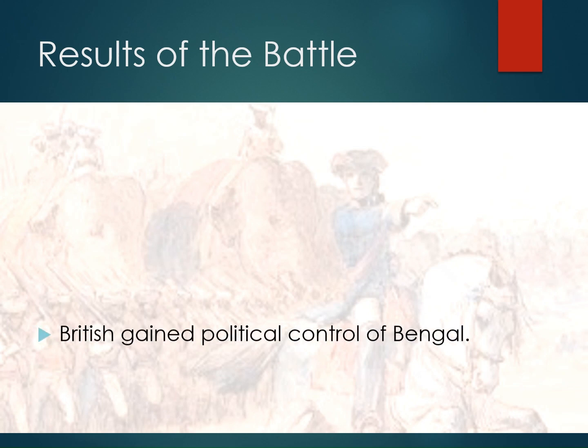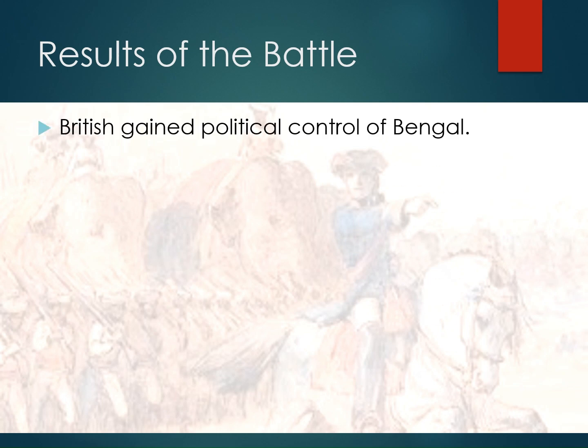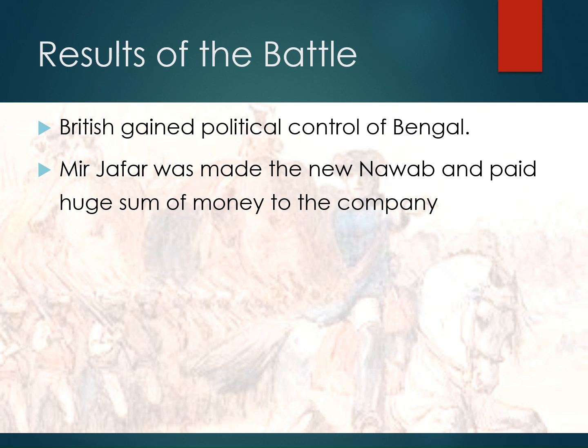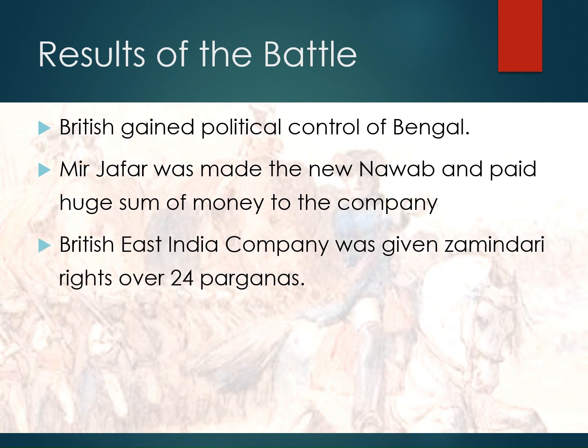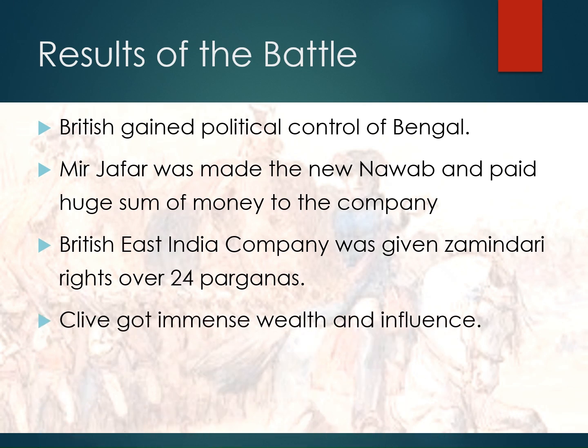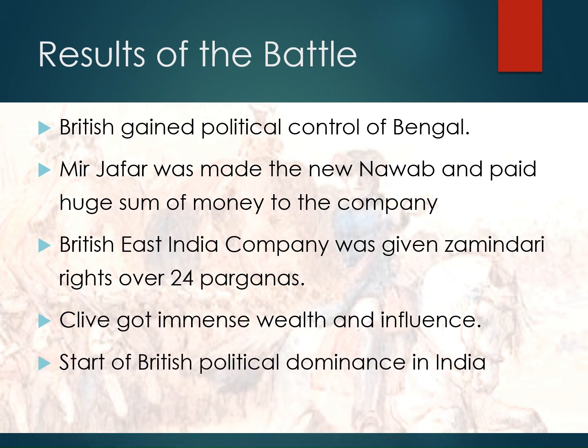Results of the battle. The British gained political control of Bengal. Mir Zafar was made the new Nawab and paid a huge sum of money to the Company. The British East India Company was given zamindari rights over 24 Parganas. Clive got immense wealth and influence. This was the start of British political dominance in India.